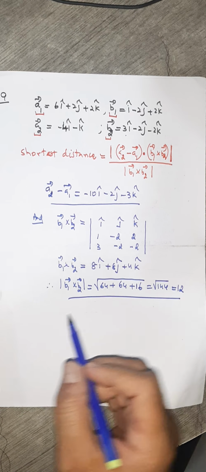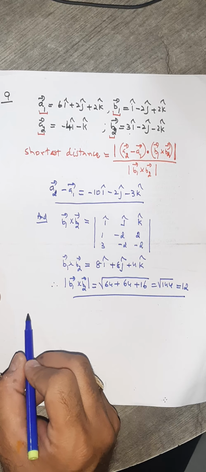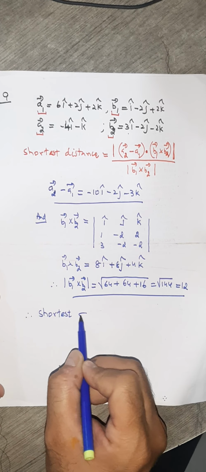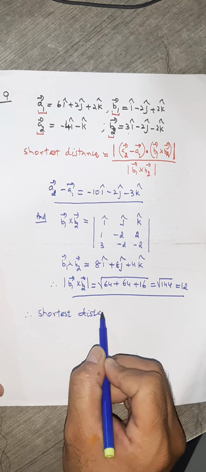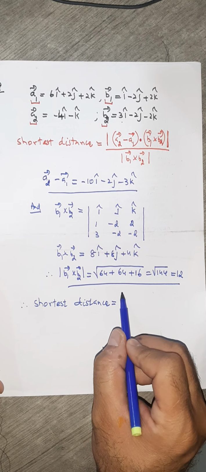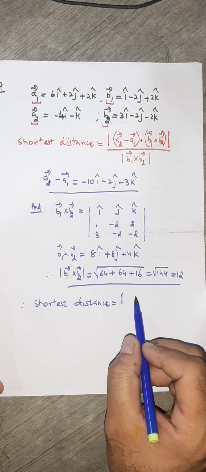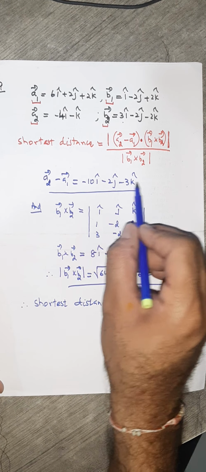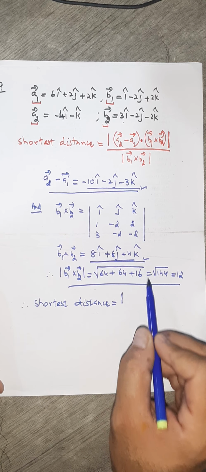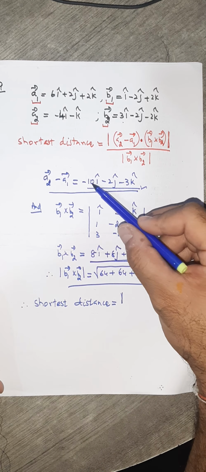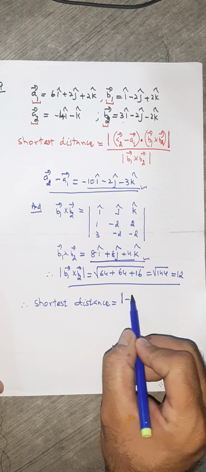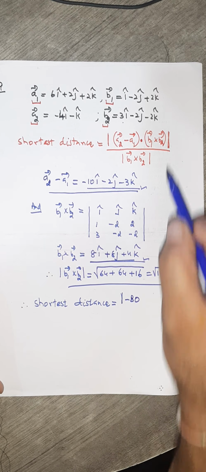Fine. Now we just put the values there. So therefore right here, shortest distance equals the modulus of the dot product of this vector and this vector. Remember here, dot product: minus 10 into 8, which is minus 80. You can write this formula.